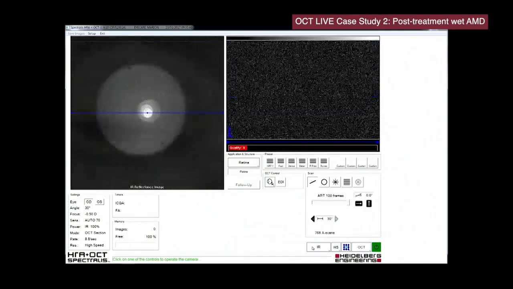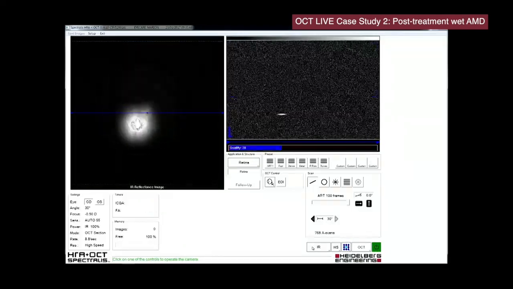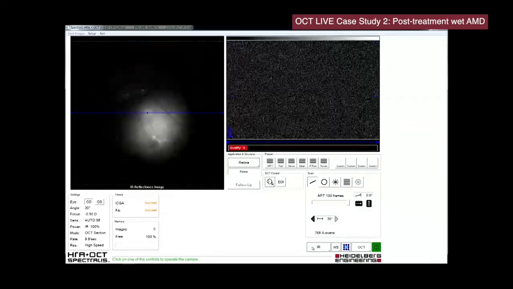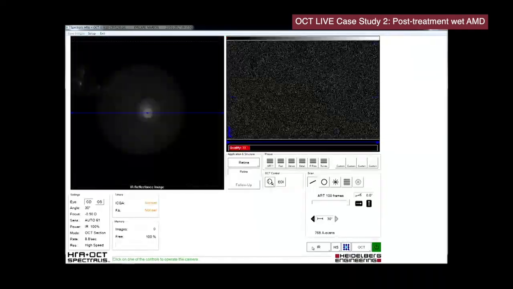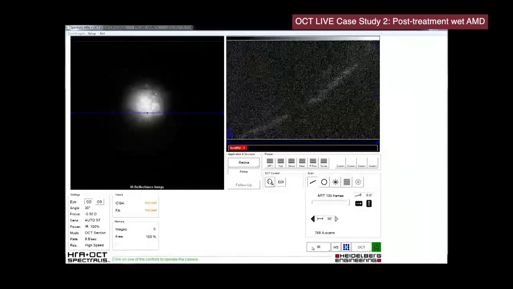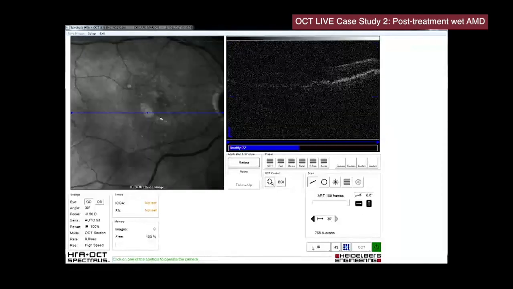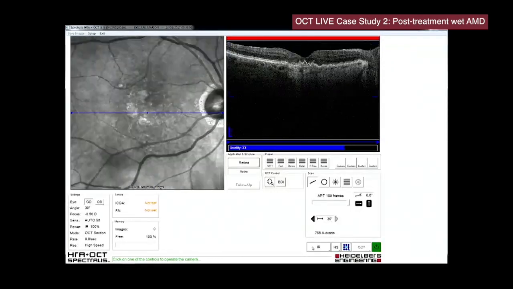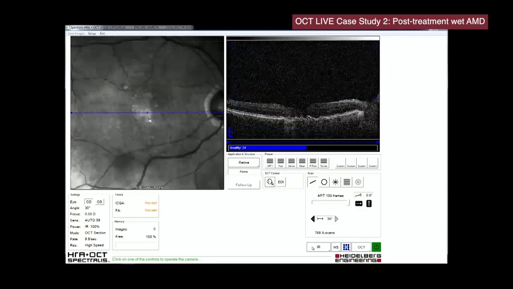So this lady with wet macular degeneration, she's under treatment, and we want to determine whether or not further treatment might be required. So key things we're looking for are the presence or increase in subretinal fluid, evidence of intraretinal fluid and an increase. We're looking for evidence of exudate, increased retinal thickening, and evidence of, obviously, macular hemorrhage.